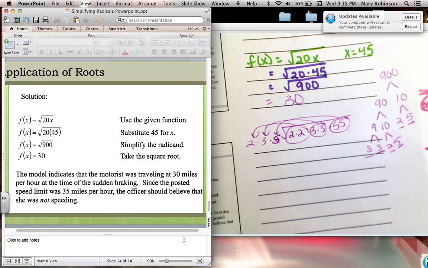And the last slide here explains how to work that again.